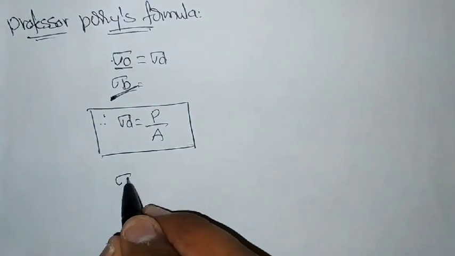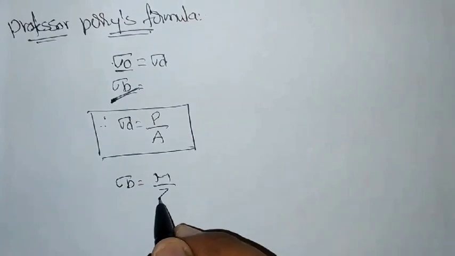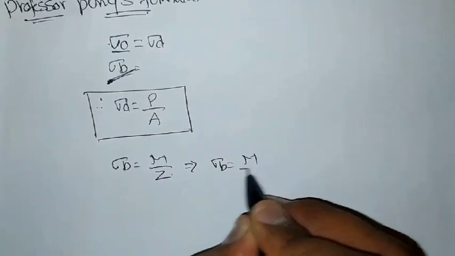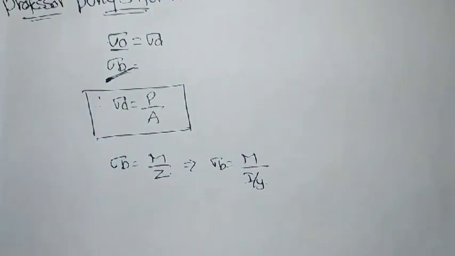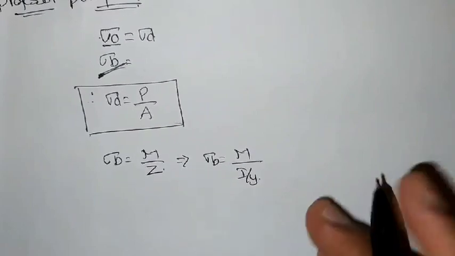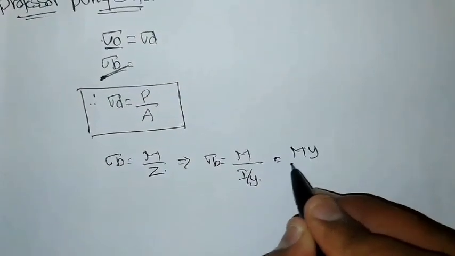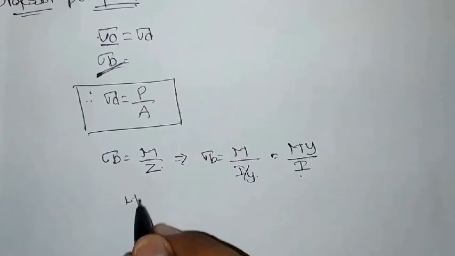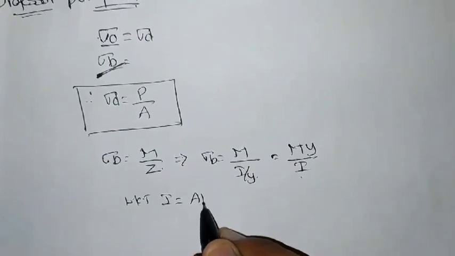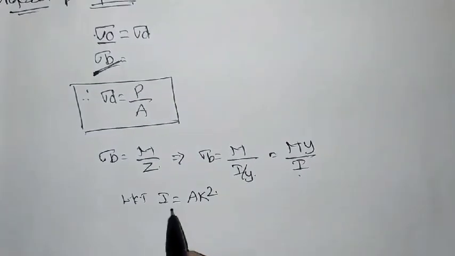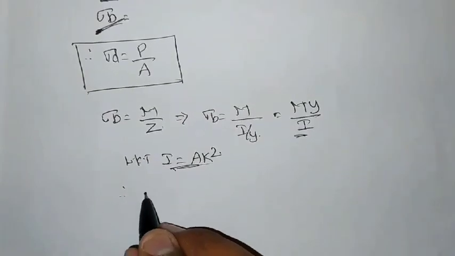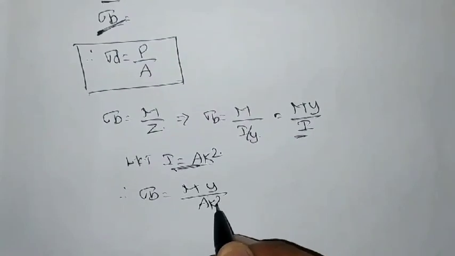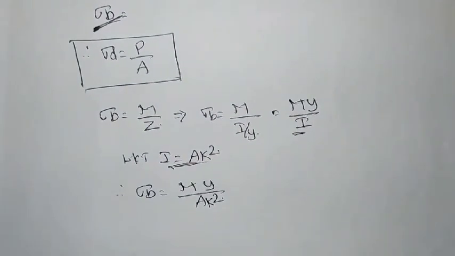We know sigma b from the previous derivation: sigma b is equal to M by Z. The section modulus Z can be written as I by y, so this equation can be written as M y by I. From the previous derivation we know that I is equal to A k square. By substituting the I value in this equation, we get the bending stress sigma b as M y by A k square.